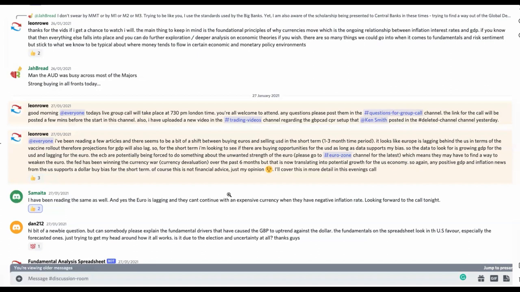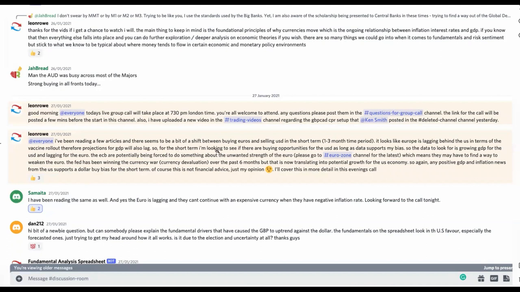If an economy had a strong vaccine uptake, meaning more people were taking the vaccine, then the idea was that they would recover sooner, lockdowns could be lifted, and GDP could grow faster. This was the trade that we were trading. So it was all about GDP. So rollout, therefore, projections for GDP will also lag. So let me just read that again. It looks like Europe is lagging behind the US in terms of the vaccine rollout. Therefore, projections for GDP will also lag.